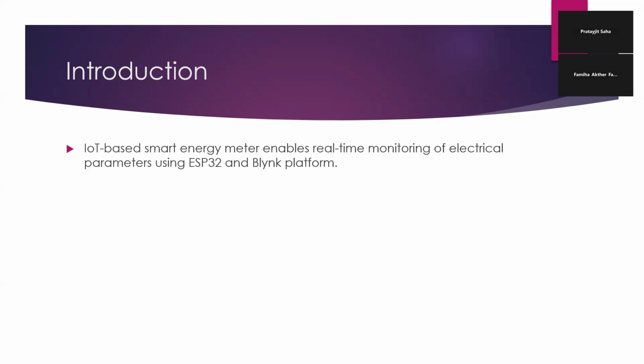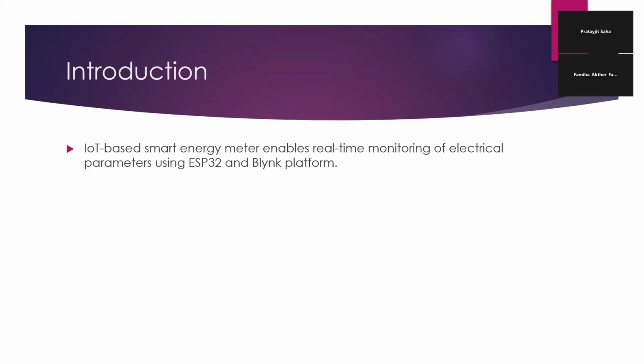This system can monitor voltage, current, power, and energy consumption. It can show the values on an LCD display. It can also send the values to the Blink mobile application through Wi-Fi. In our prototype, we used a low voltage DC load for a safe demonstration.